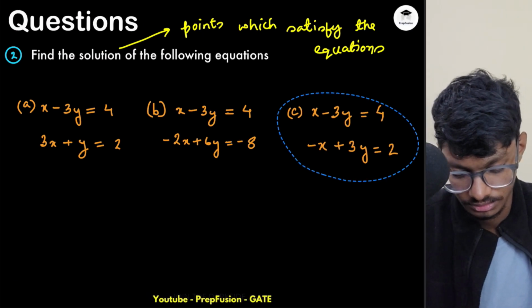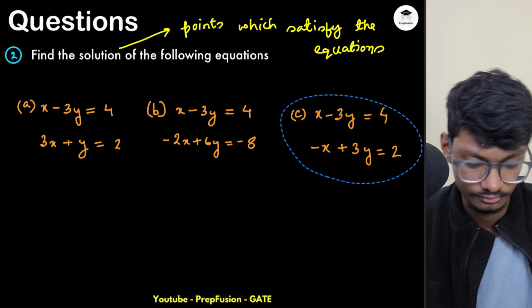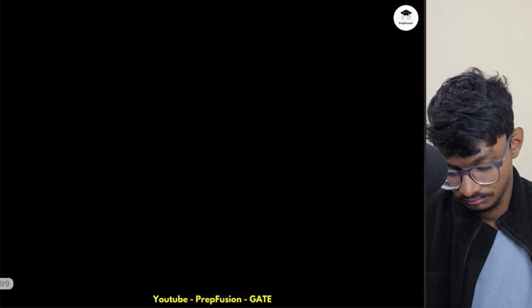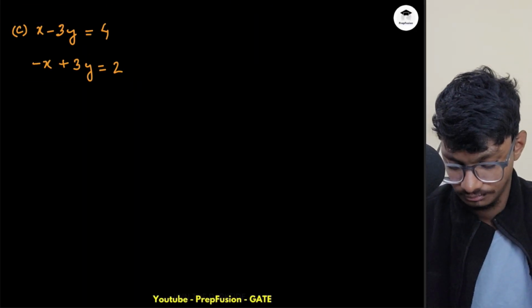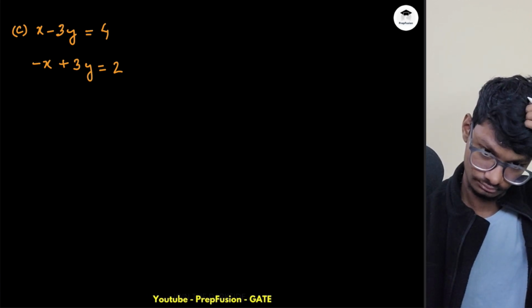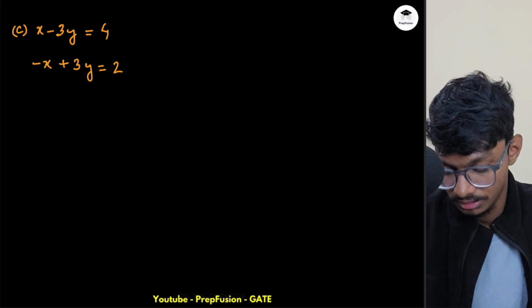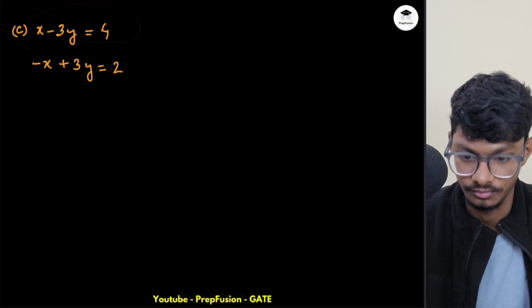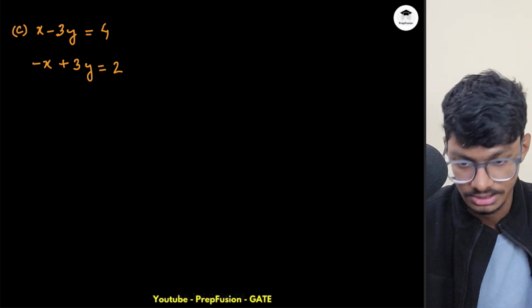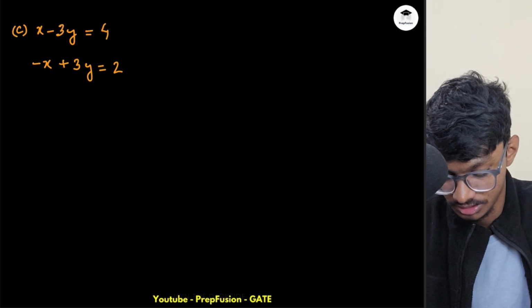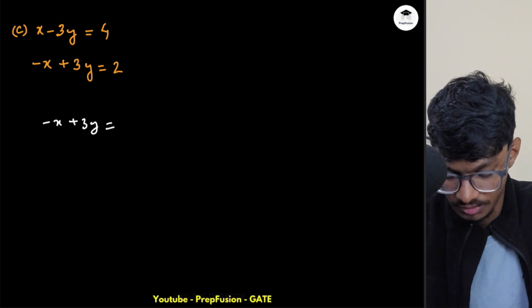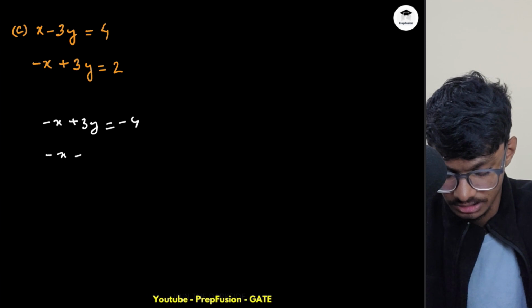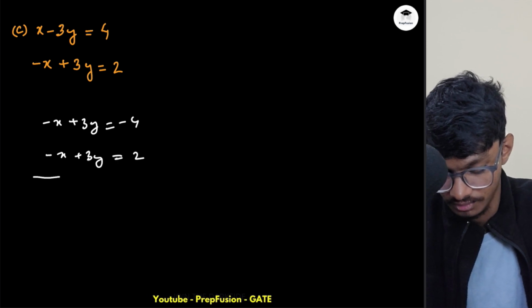So this one is the third question. Here again we use the method of elimination. What do I need to do? I need to multiply this by -1 to make the coefficients of both equations the same. So if I multiply by -1, this will be minus x plus 3y equals -4, and this is minus x plus 3y equals 2 itself. Now simply subtract.